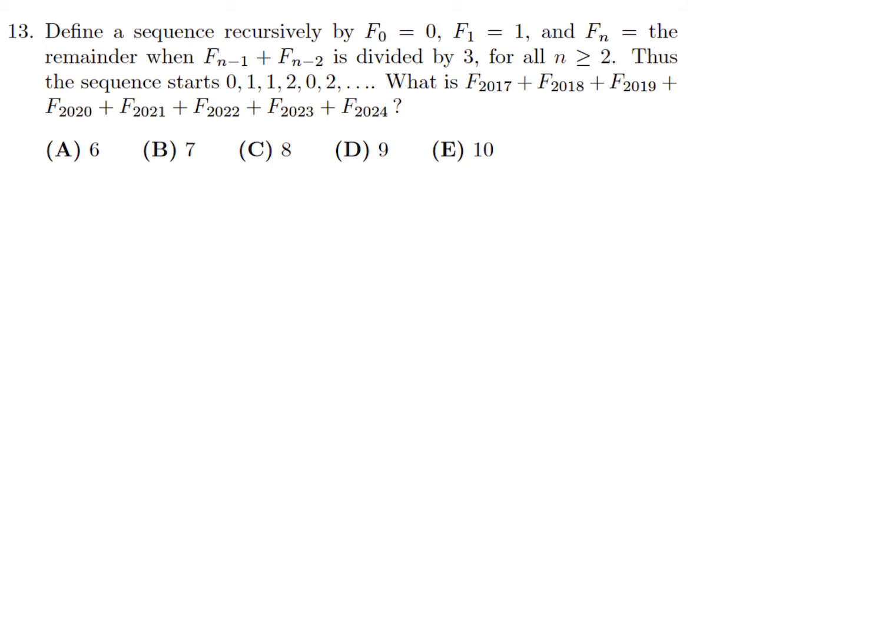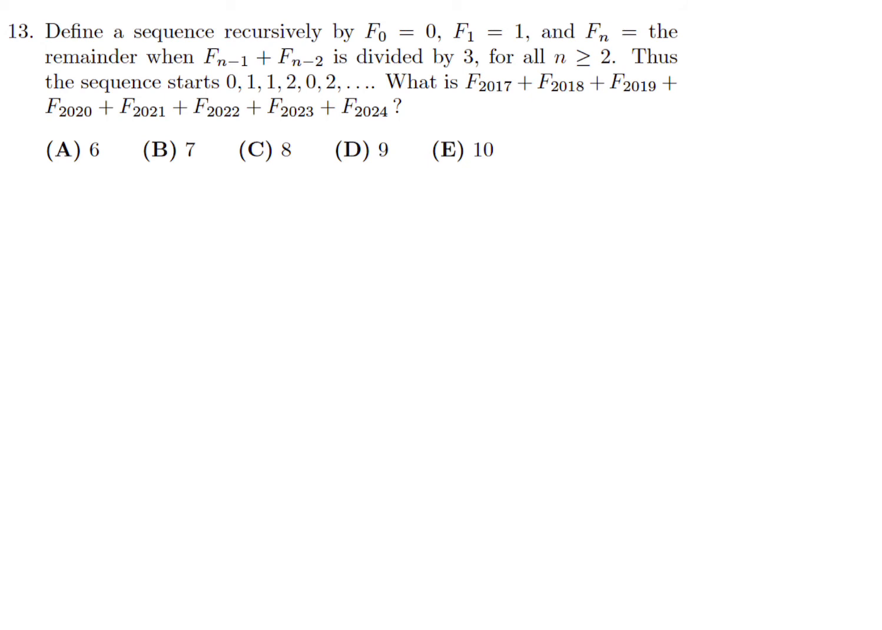Define a sequence recursively by f at 0 is 0, f at 1 is 1, f at n equals the remainder when f at n minus 1 plus f at n minus 2 is divided by 3 for all n greater than or equal to 2. Thus the sequence starts 0, 1, 1, 2, 0, 2. What is f at 2017 plus ... up to f at 2024?